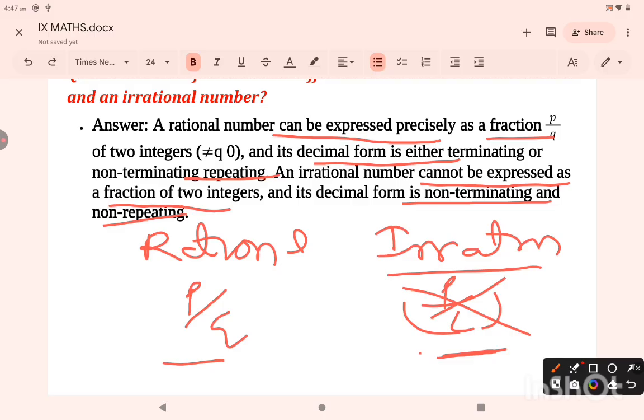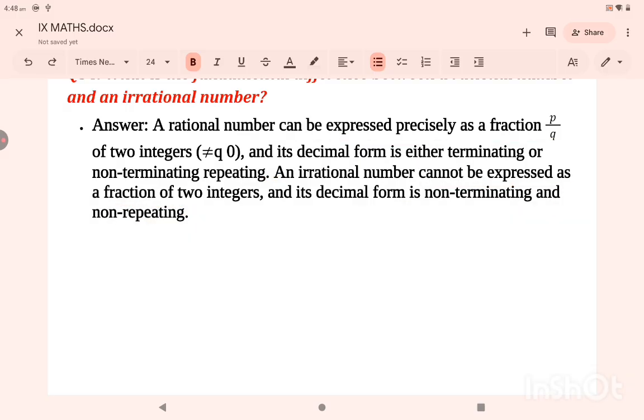Every rational number can be expressed in the form of p by q. The decimal expansion of every rational number may be terminating or non-terminating recurring. For irrational numbers, every irrational number cannot be expressed in the form of p by q. The decimal expansion of every irrational is non-terminating, non-recurring.